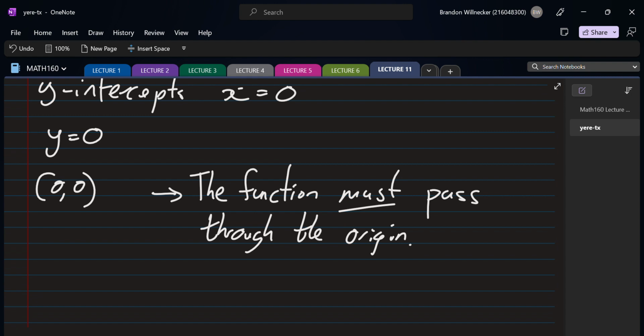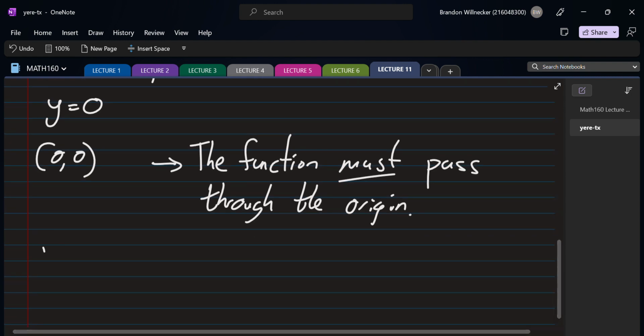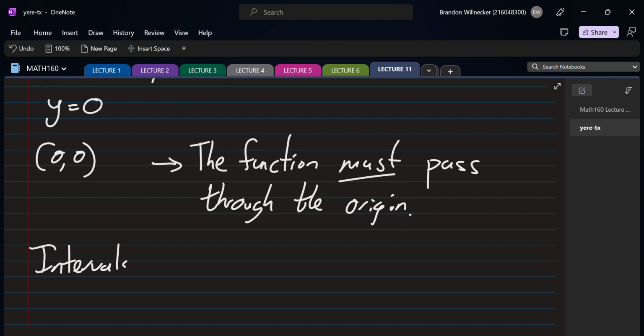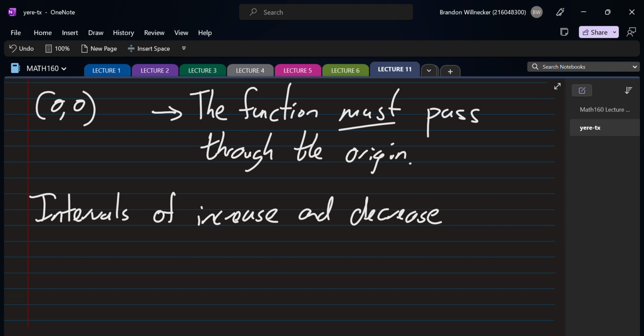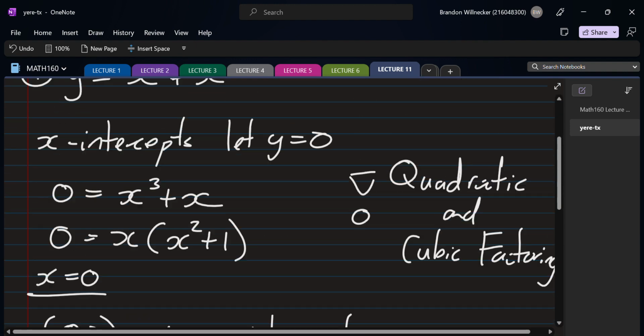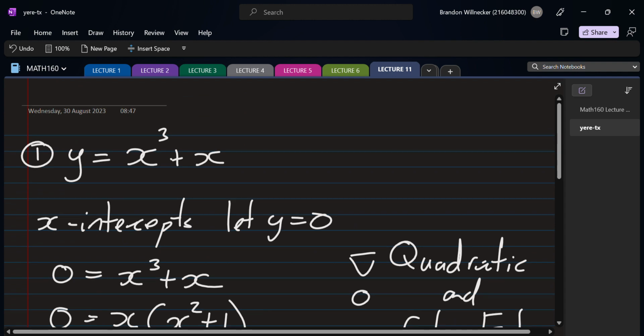So where's the function going up? Where's the function going down? Once we have these intervals of increase and decrease, we can find the turning points pretty easily from that. Finding intervals of increase and decrease is equivalent to finding where the gradient is positive or negative. So we need to find y prime. That's going to be 3x squared plus 1. Take the 3 down, 3x squared plus 1.